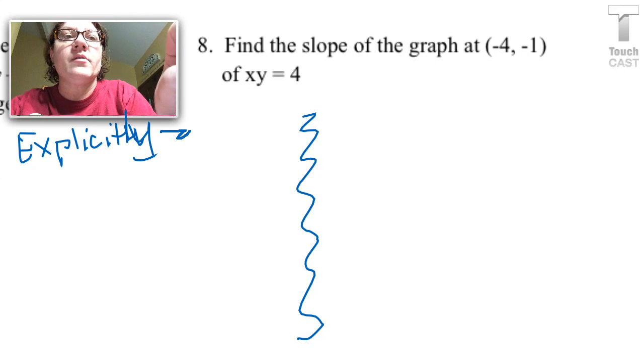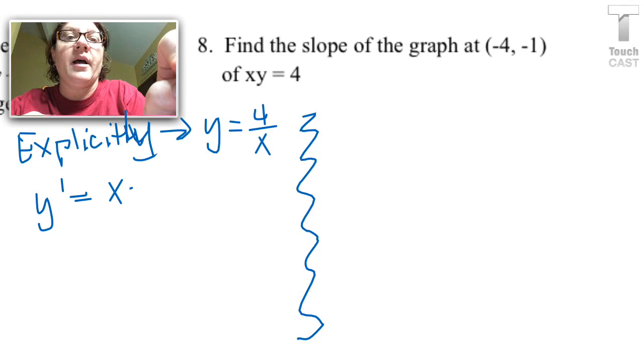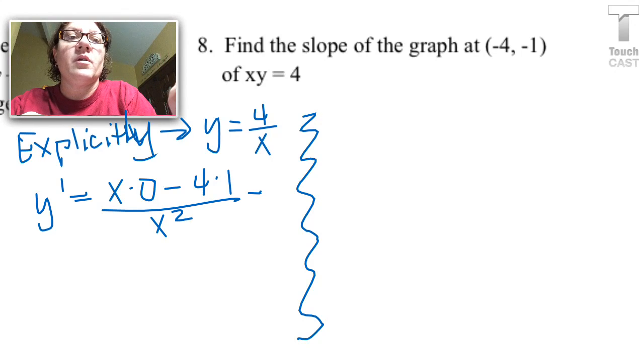But I could do that in this. I could get y equals 4 over x. And so then when I take the derivative, I'm using quotient rule, which is low d high minus high d low all over low squared. So that's really just going to be negative 4 over x squared.